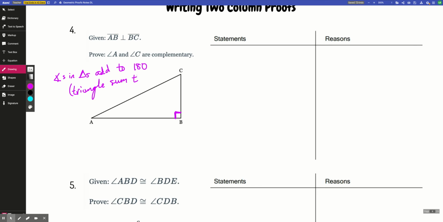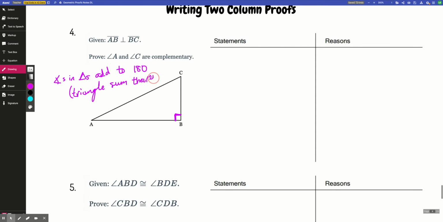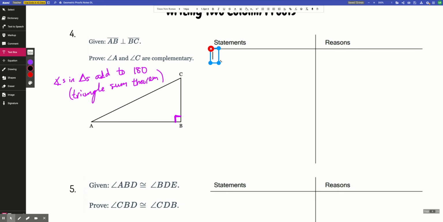Or rather, you might know it, but it's not something I've explicitly told you. Okay, so that's kind of what we're going to use to figure out and complete this proof here. So as always, for our first statement, we're going to start with whatever was given to us.